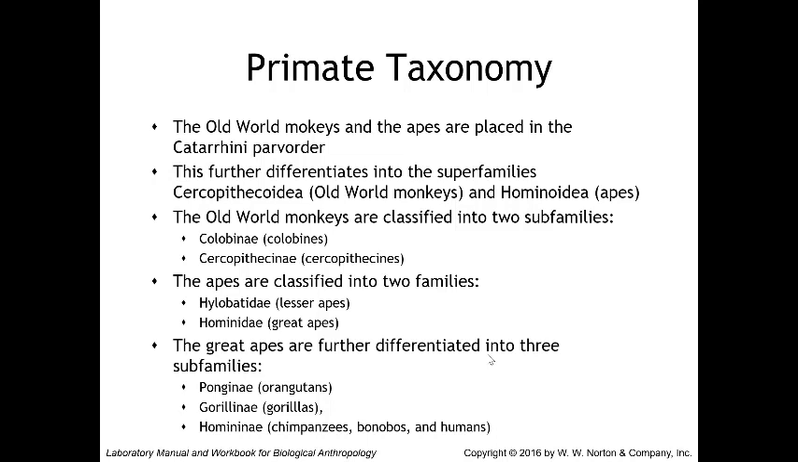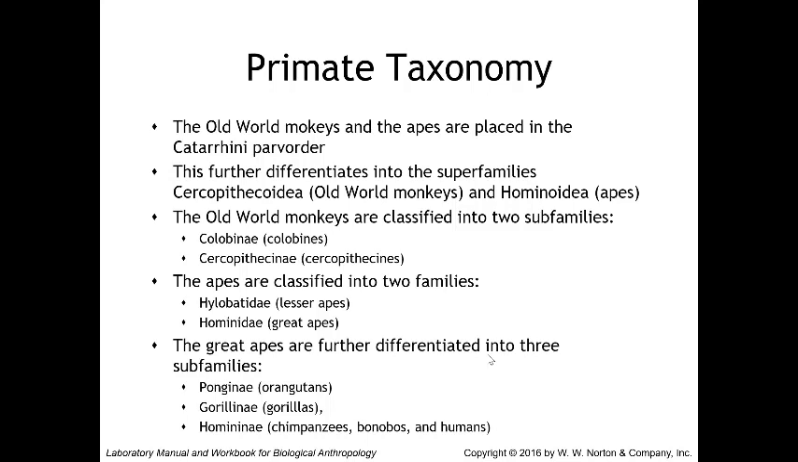the Colobines and the Cercopithecines. And then the apes are classified into two families, Hylobatidae and Hominidae, the lesser apes and the great apes. And the great apes are then further differentiated into three subfamilies, Ponginae, Gorillinae, and Homininae, right? So, saying all that, I can almost guarantee that you understood maybe 10% of that.